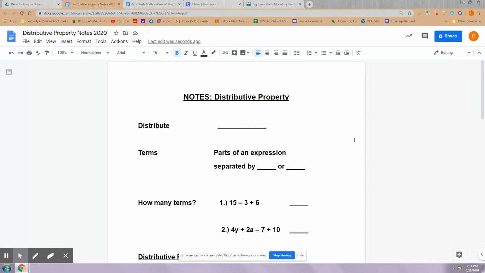So this week you will be working on how to use the distributive property, and these notes are going to help you out. Okay, great, let's get started.